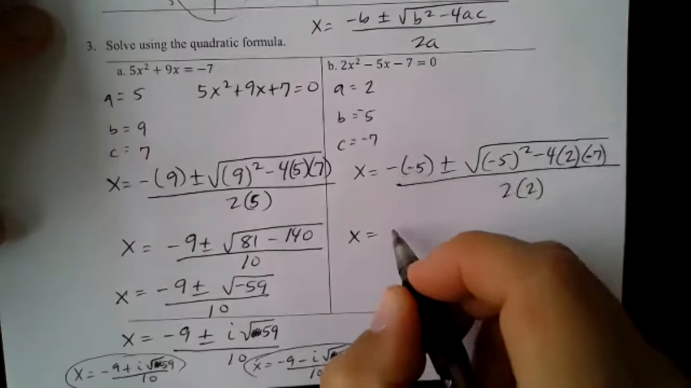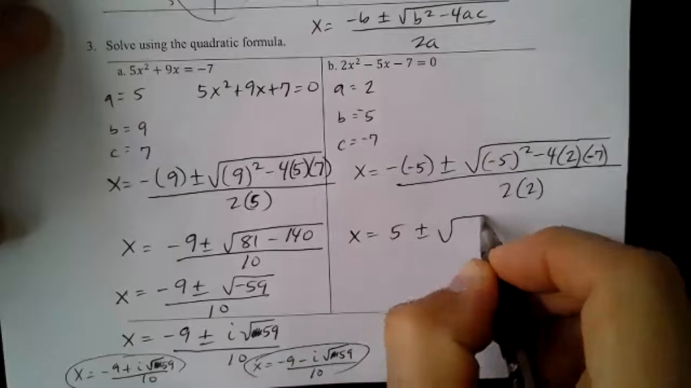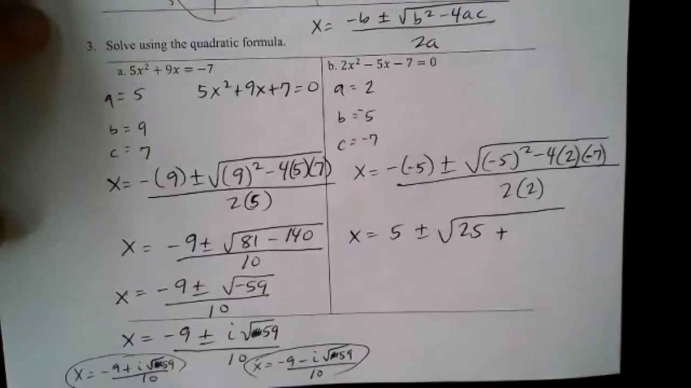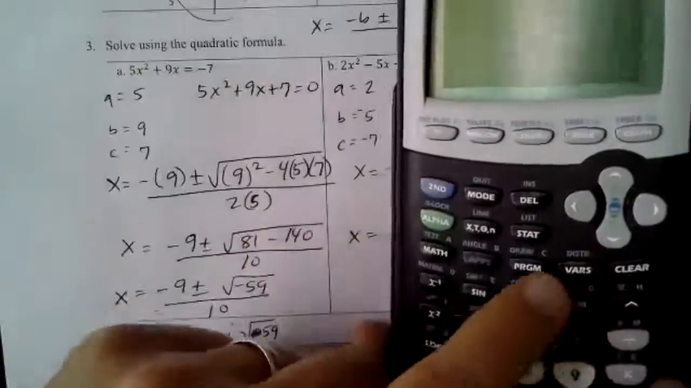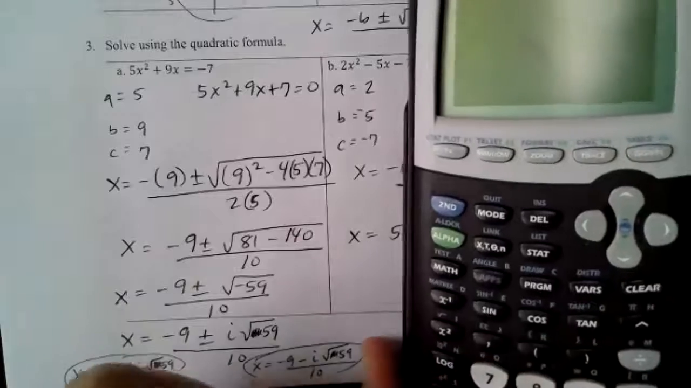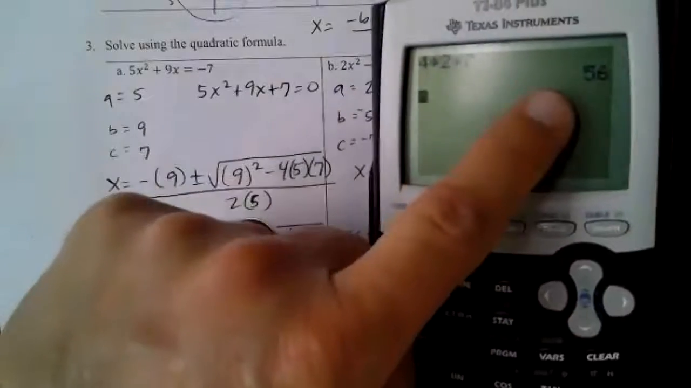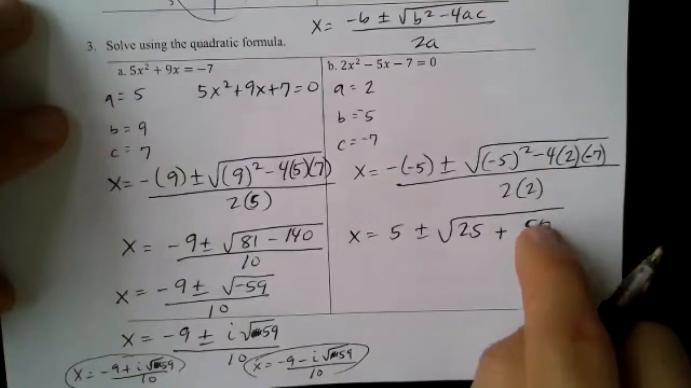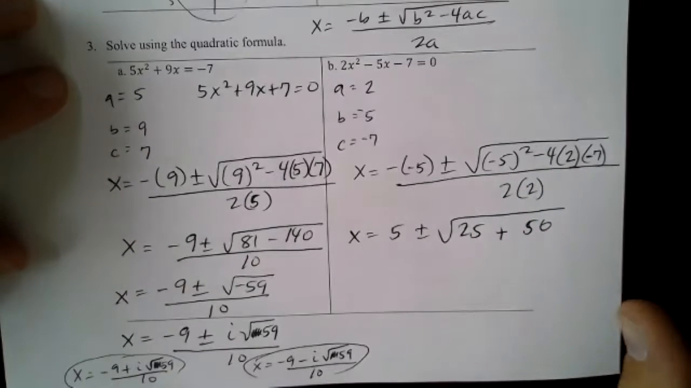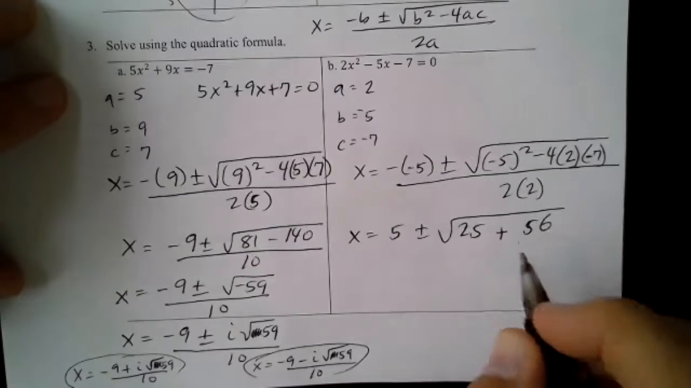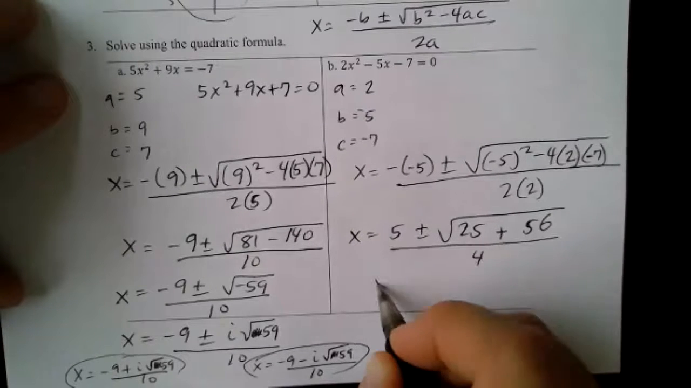All right, so this is +5 plus or minus the square root of 25 plus 28 times 2 is 56. So that's second mode clear. 4 times 2 times 7 is 56. So that's 25 plus 56, and 25 plus 56 is 81. So that's a perfect square. This is going to turn out to be really nice here.